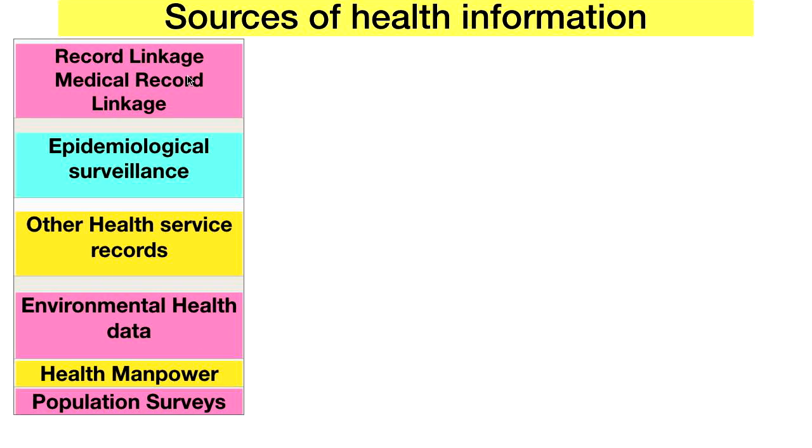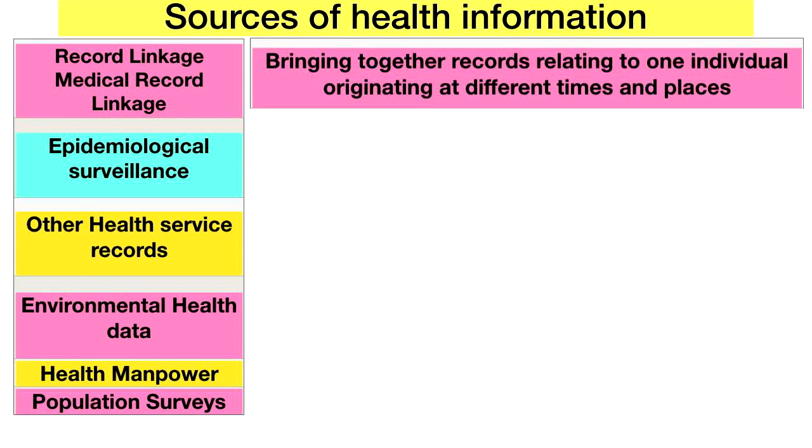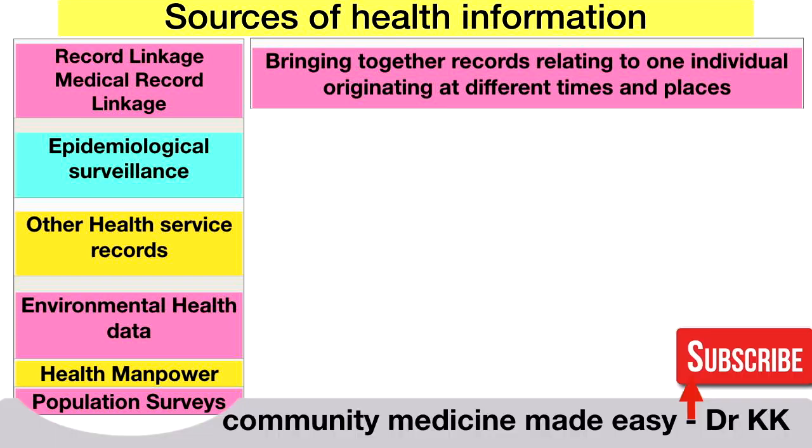There could be record linkage and medical record linkage. That is bringing together records relating to one individual originating at different times and different places. Like he could have gone for surgery some time before, and he could have gone for vaccination during his childhood. So you are linking his vaccination status and surgery status at a time. It is very difficult, because only a country which has a very good record keeping system can do this, and it's not possible in all developing countries. Medical record linkage is actually the health data compilation of an individual.